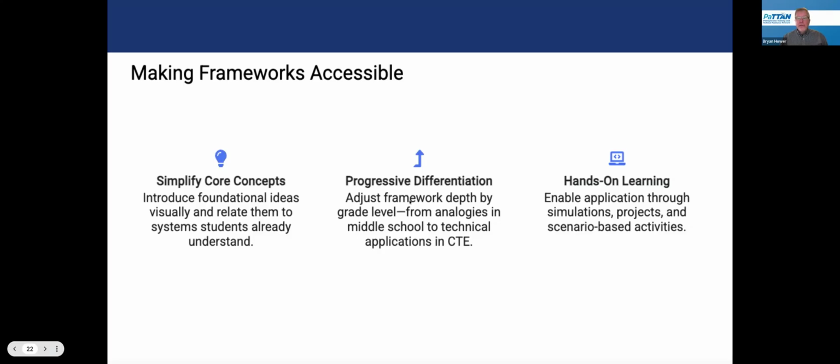Hands-on activities reinforce these lessons, whether through simulations, security audits, or scenario mapping. Active participation turns abstract frameworks into lived learning experiences that solidify understanding and skill development.